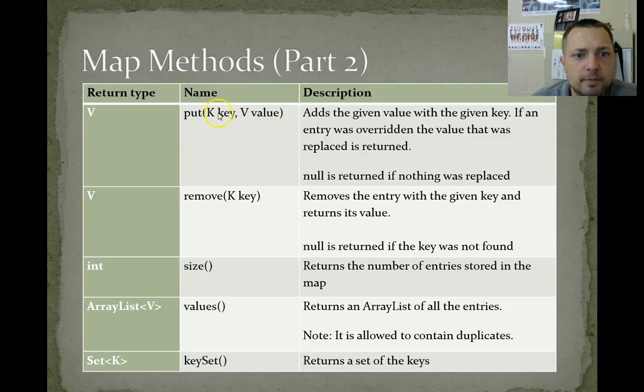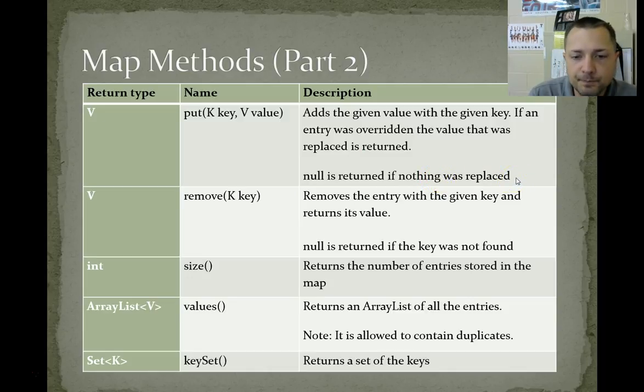All right, put. Notice it returns a V. It returns a value. Put this key and this value. It adds the value with the given key. If an entry was overridden, the value that was replaced is returned. Null is returned if nothing was replaced.